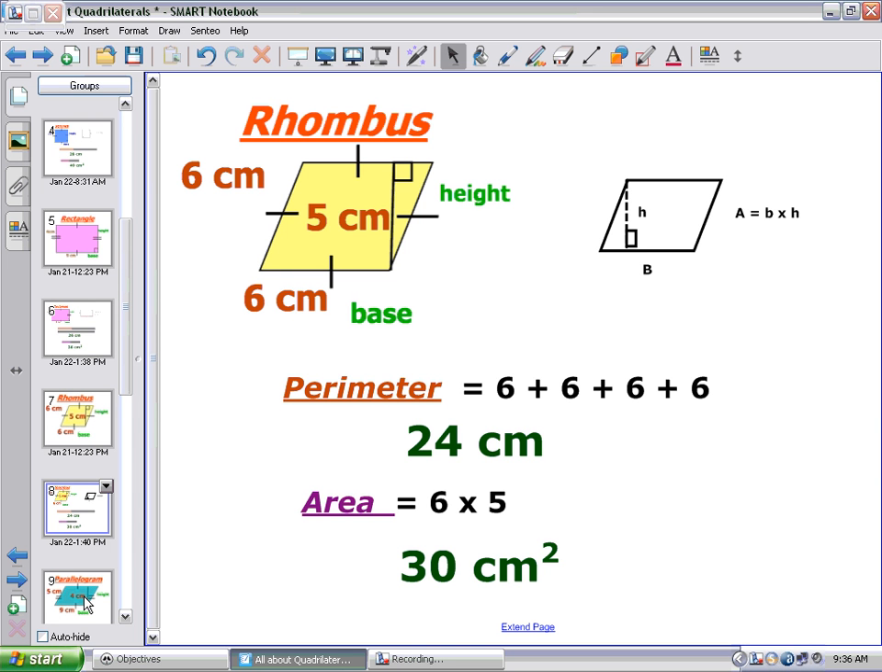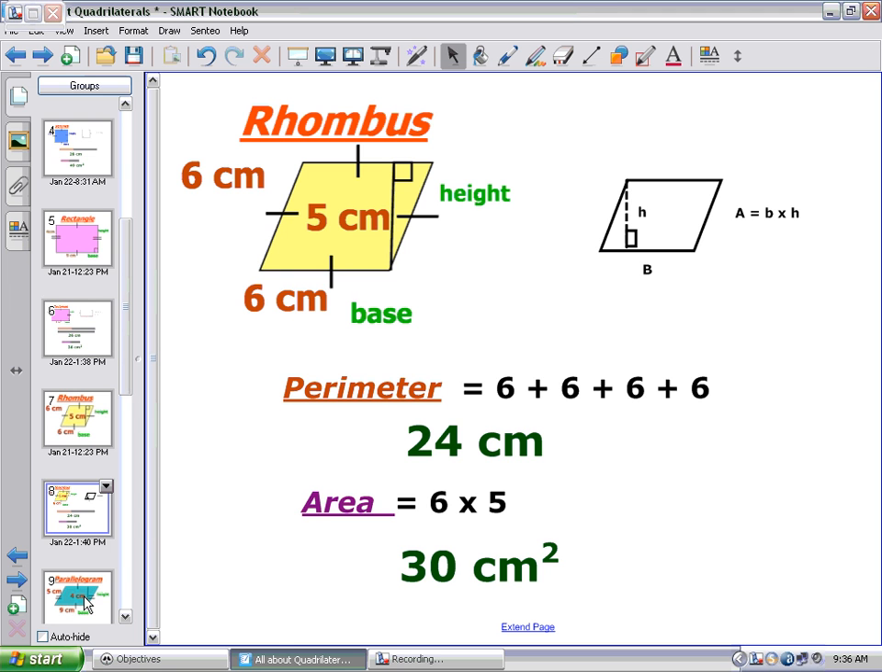The key here is finding the area. A lot of mistakes are made with a rhombus or parallelogram, and the reason for this is the height. The height cannot be a diagonal or slanted line. The height has to be perpendicular with the base, meaning it has to form a 90-degree angle. Like in my example here, the height in my picture is 5 centimeters.